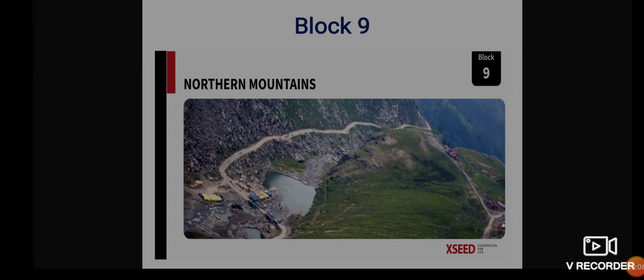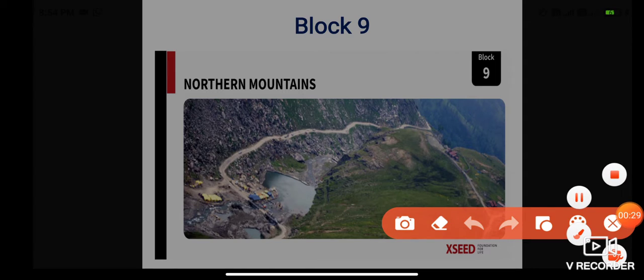Since we have completed volume 1, we'll start with volume 2, starting from block 9. The name of our chapter is Northern Mountains. Our topic of discussion for today will be Northern Mountains. We're going to learn about the mountains in the north of India. Let's get started.